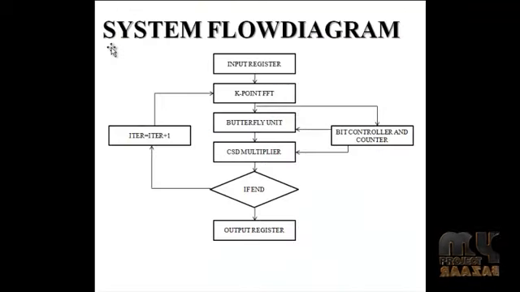Here we are going to discuss the system flow diagram. This flow diagram represents the flow of our process. First of all, we give the input to the input register. The input register is divided into the K-point FFT and split into multiple bits. These multiple bits are passed to the butterfly unit. This butterfly unit works with the CSD multiplier, and the K-point operation is controlled by the control unit. Finally, in the CSD multiplier, if the condition is satisfied, we pass to the output. If it does not satisfy our condition, we go to the second iteration. When the condition is satisfied, all operations close. This is our system flow diagram.